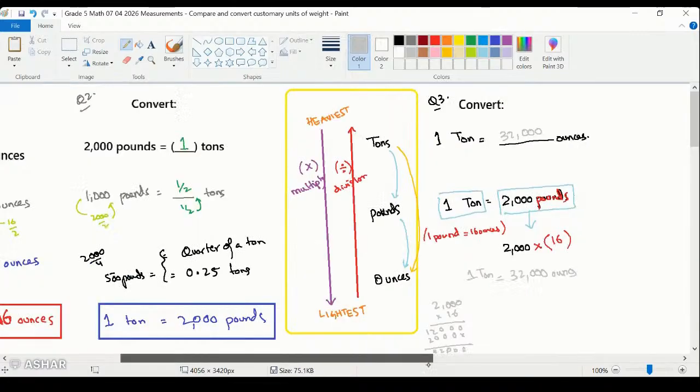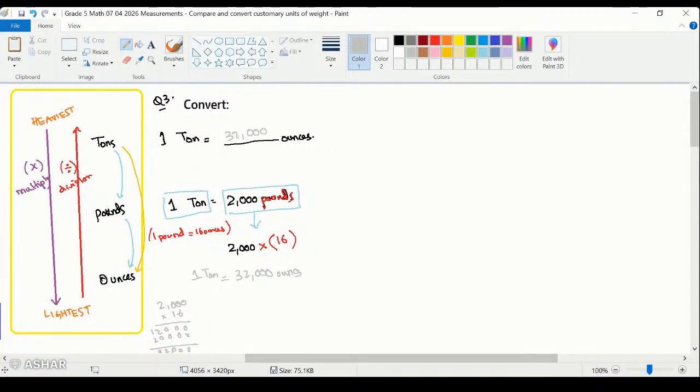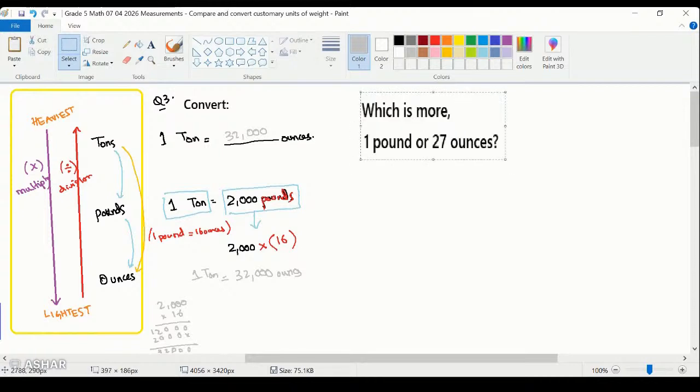Okay, so let's look at some other examples. They're asking us which one is more, 1 pound or 27 ounces. They're asking us which value is more, a pound or 27 ounces. Let's see. What was the conversion ratio between pounds and ounces? Anyone?